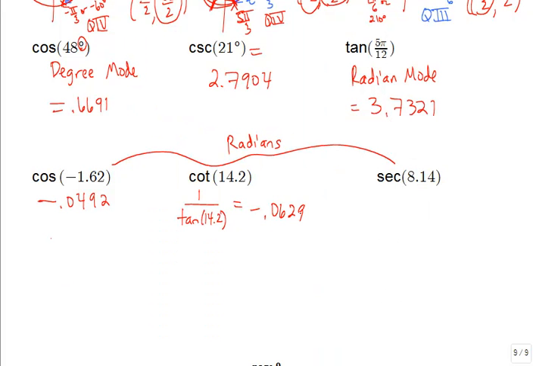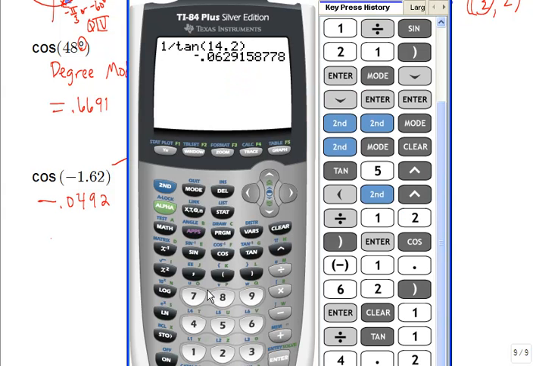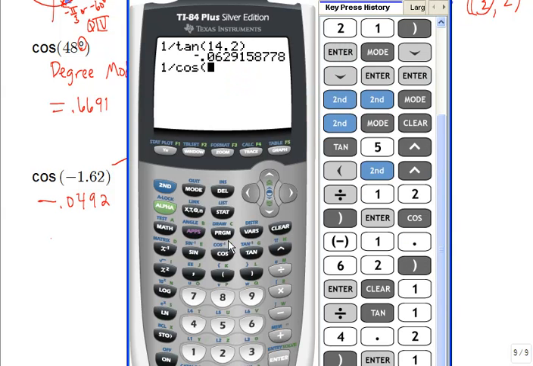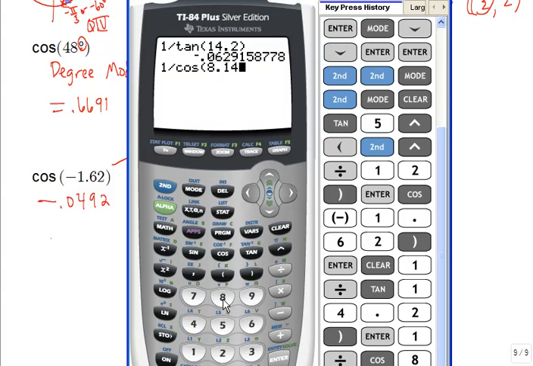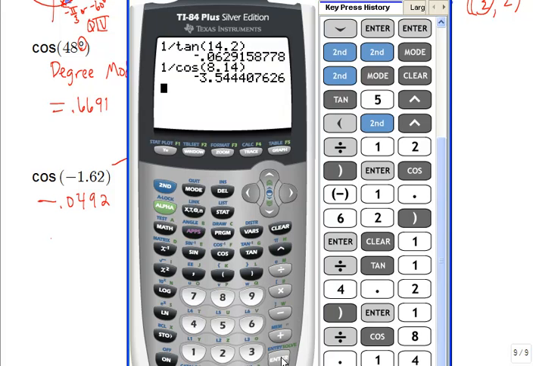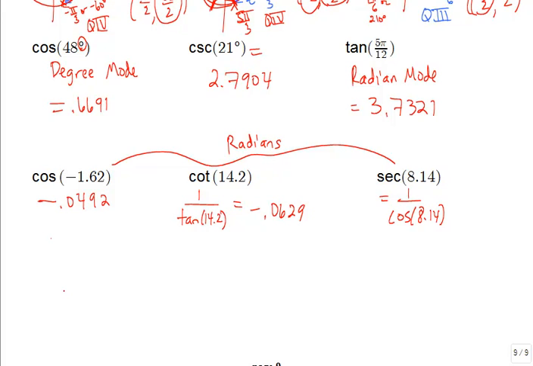And then for the last one, it's a secant, so that's the reciprocal of cosine. So we're going to have to use 1 over cosine of 8.14. So we get negative 3.5444.